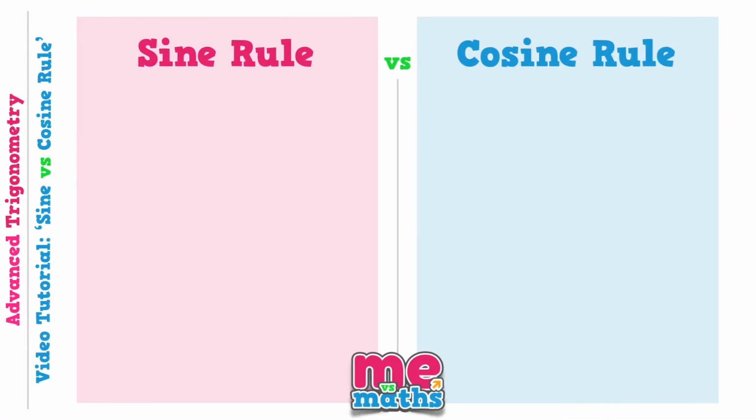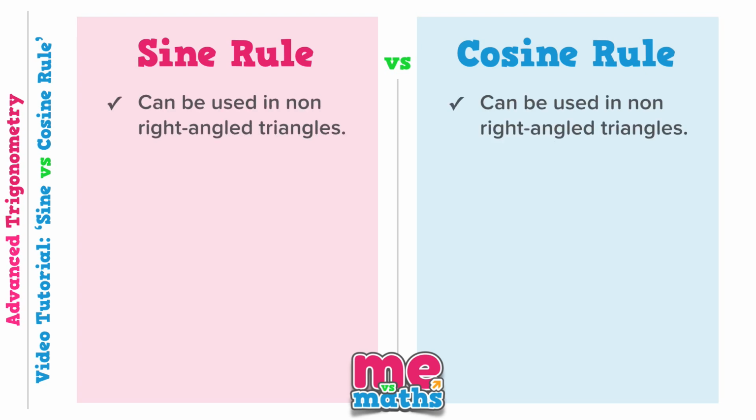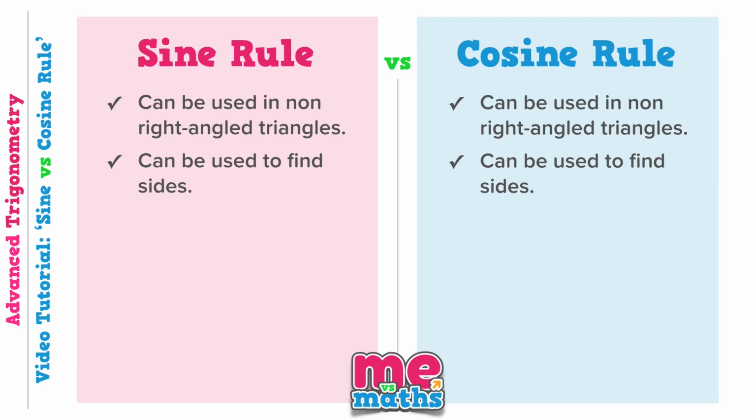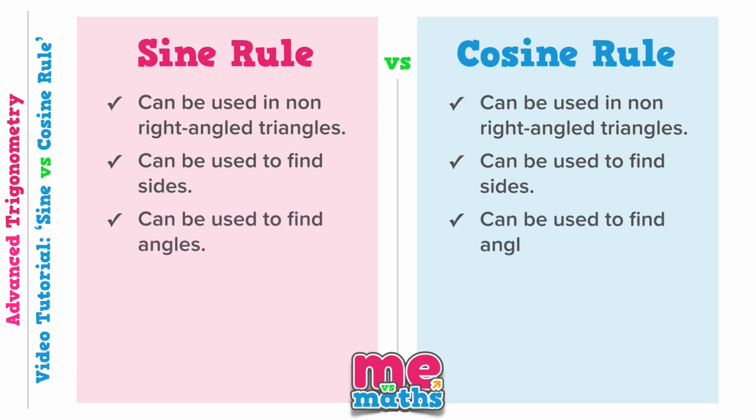If we make a quick comparison between the two, we can see just how similar they are, and hence why it can be so confusing knowing which to use. Both can be used in non-right angled triangles. Both can be used to find sides, just as both can be used to find angles. We don't seem to be getting so far to see how they are actually any different from each other, so let's try looking at the formulas that we use for the two rules.